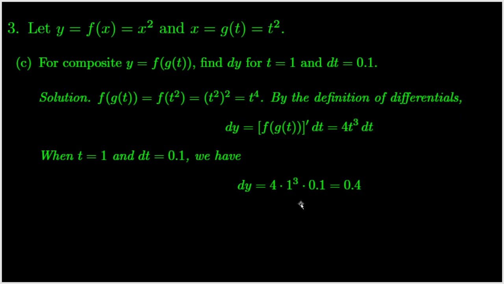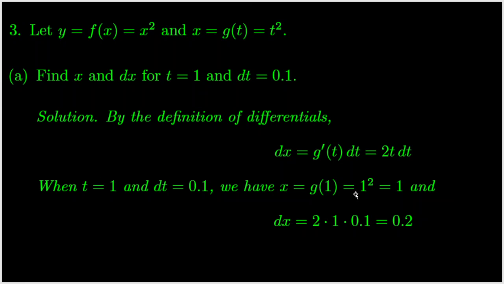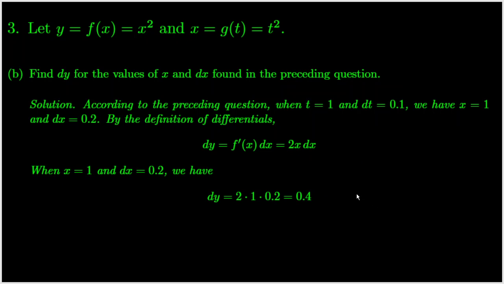In question 3c, the differential dy is the derivative of the composite of the two functions times dt. Plug the particular values of t and dt into the differential, we get the value of the differential. From this question, we can see that the value of the differential calculated from the composite of two functions is the same as the value of the differential calculated in two steps. The first step is to calculate x and dx. The second step is to use the values of x and dx to calculate dy.